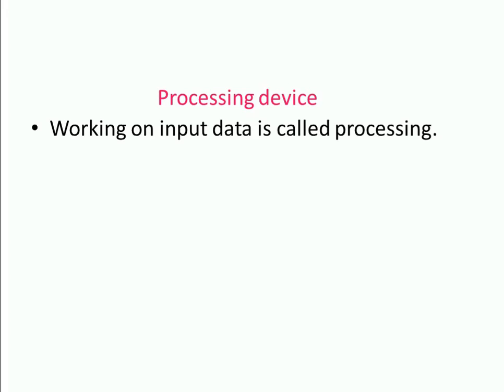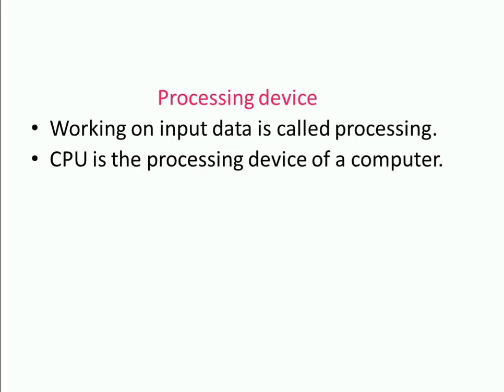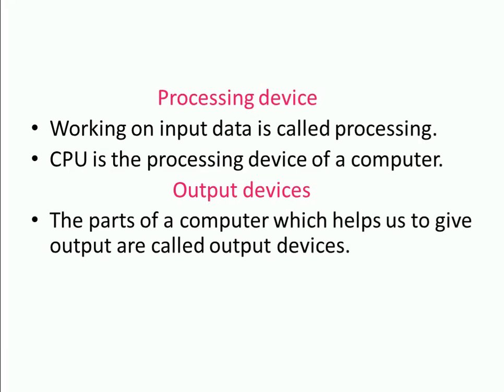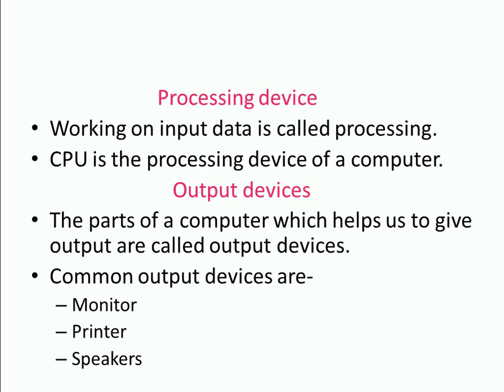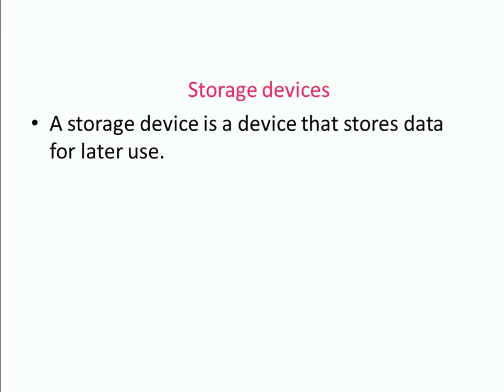Processing device. Working on input data is called processing. CPU is the processing device of a computer. Output devices. The part of a computer which helps us to give output are called output devices. Common output devices are monitor, printer and speakers.